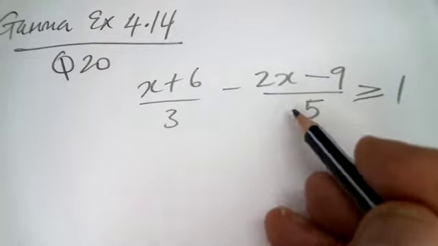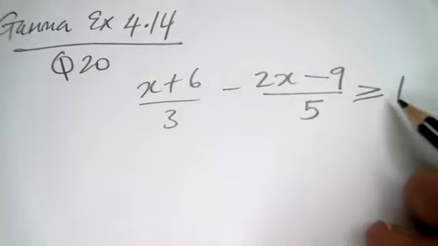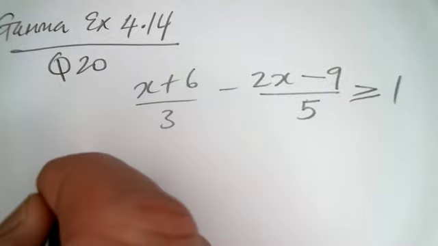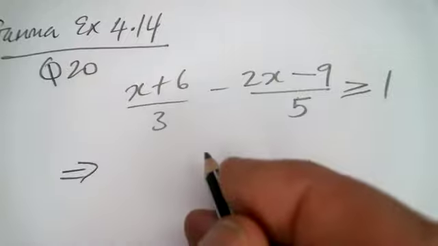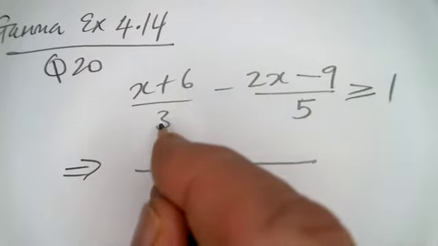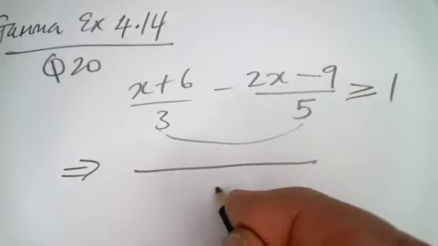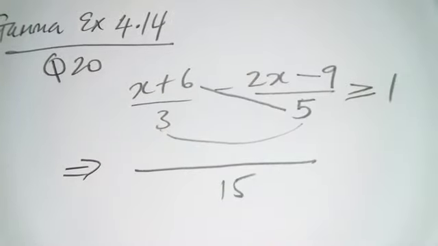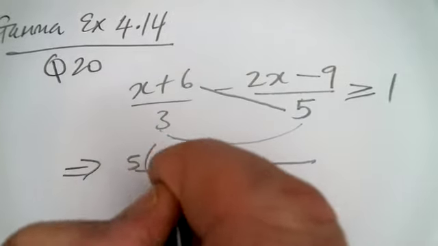I'm just going to solve the bit on the left-hand side and then see where it takes me in terms of the inequality. So that implies that, and I'm going to have a long vinculum, or 3 times 5 is 15, so I'm after a common denominator, but I'm going to go 5 lots of that. So 5 lots of x plus 6.